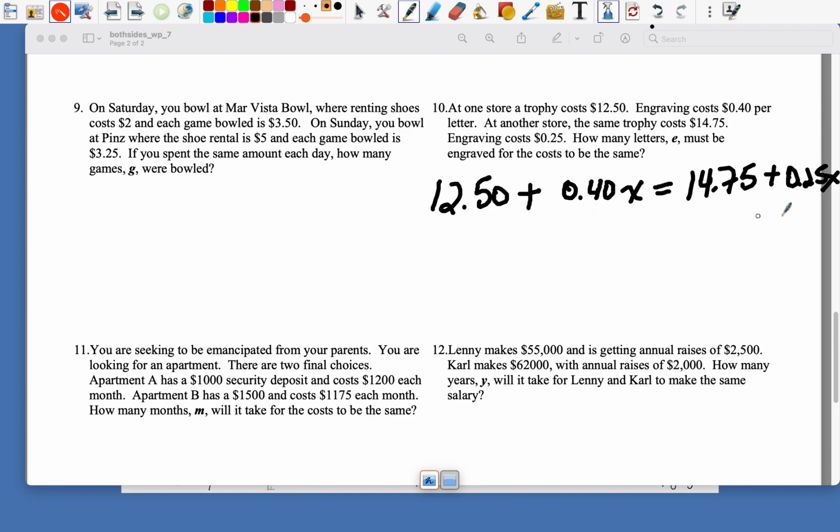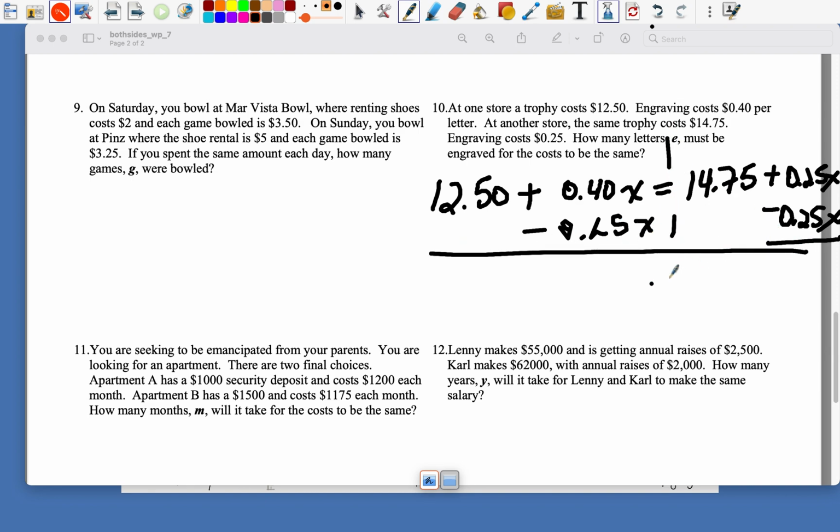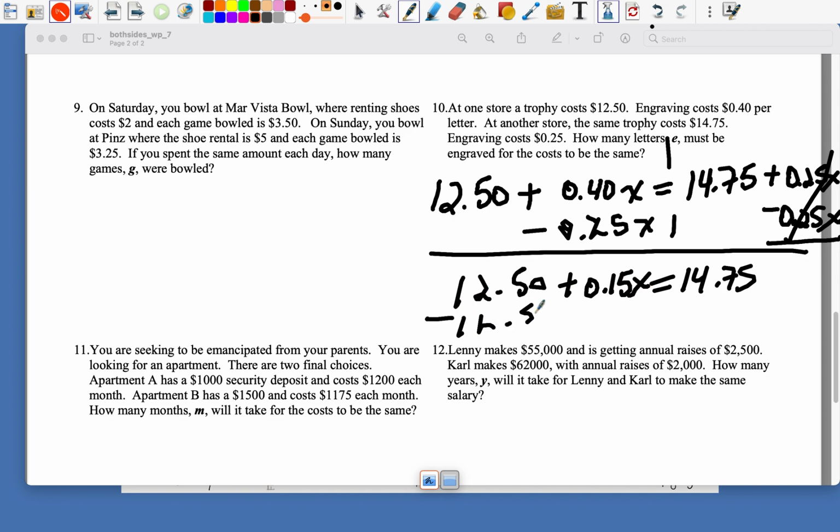Well, okay, so let's get rid of the small one. So it's 0.25x subtracted from both sides. And my pen is lagging. Equals 14.75. So these two will go away. Here we have 12.50 plus 0.40x minus 0.25x. That's going to give you 0.15x. I'm going to subtract 12.50 from each side.